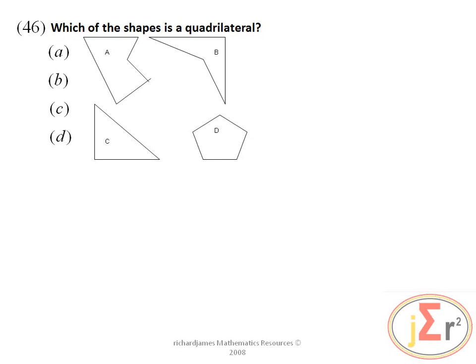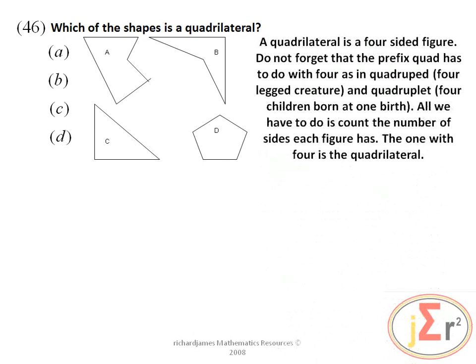Which of the shapes is a quadrilateral? A quadrilateral is a four-sided figure. Do not forget that the prefix quad has to do with four, as in quadruped, four-legged creature, and quadruplet, four children born at one birth. All we have to do is count the number of sides each figure has. The one with 4 is the quadrilateral.